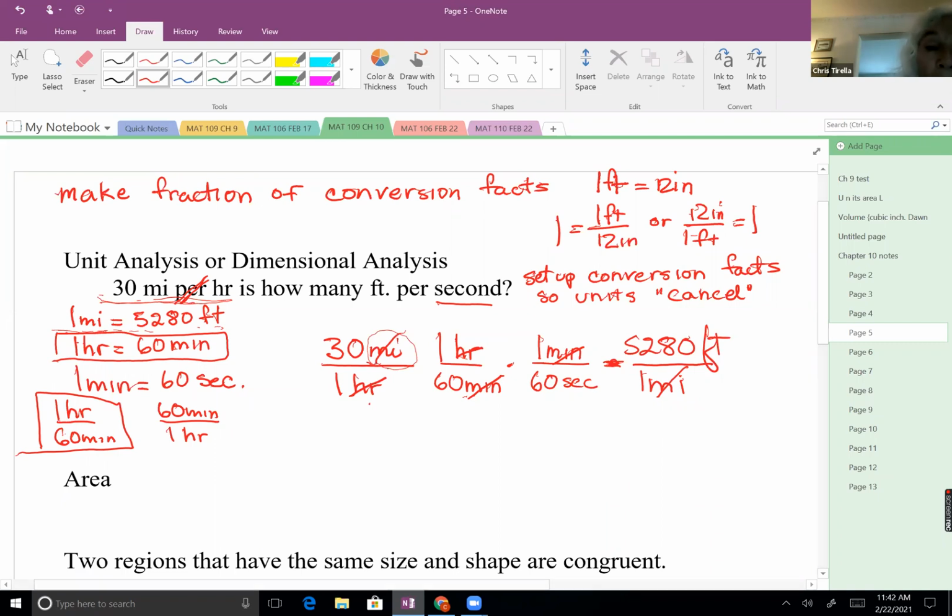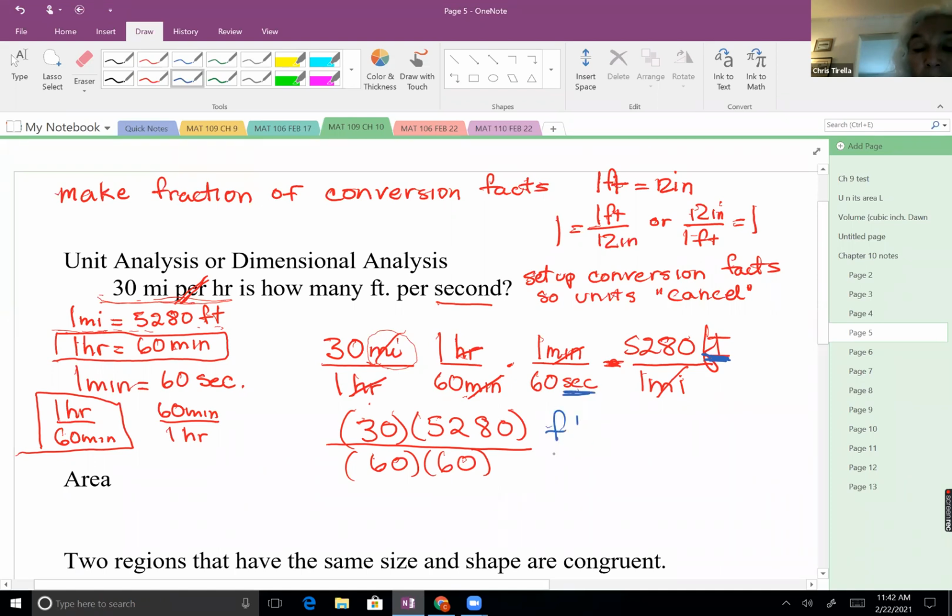And so what I have left is 30 times 1 times 1 times 5,280 over 60 times 60. And word-wise, what I'd have left is feet over seconds. So that would give me feet per second. With me so far?